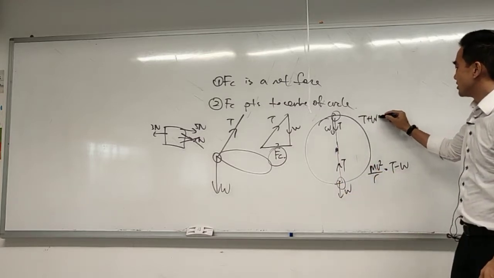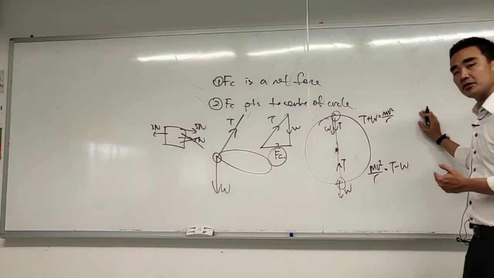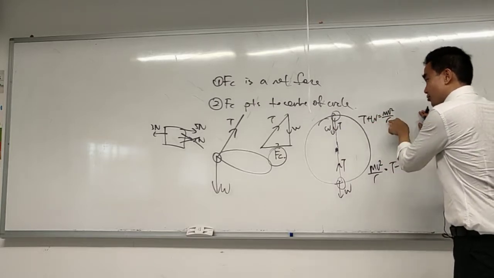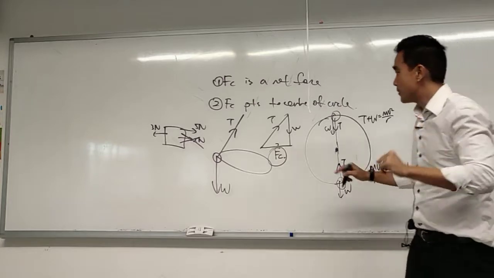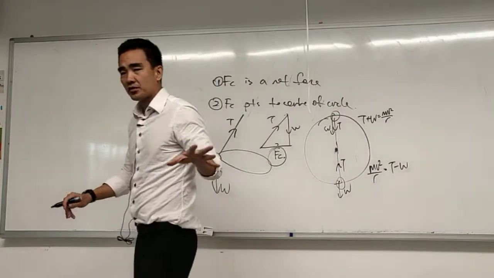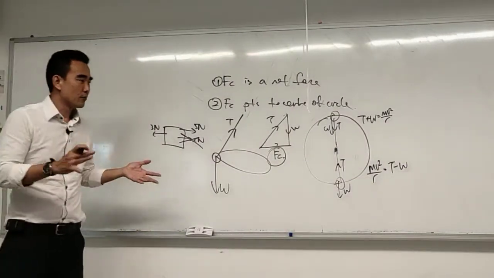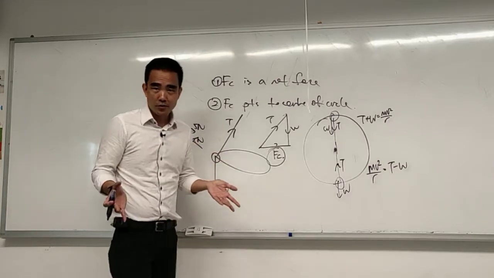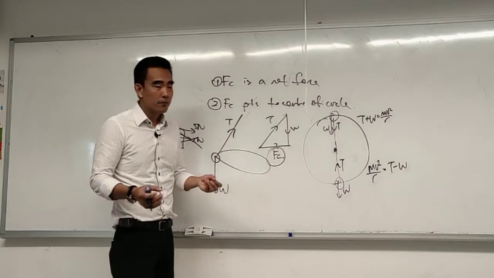T minus W equals mv squared upon r. Why do I write it this way? Because the net force is the centripetal force, and it points towards the center of the circle. So it is very important for you to remember this too. The rest of the equations are really just peripheral. You need to know the equations F equals m r omega squared, F equals mv squared upon r, and v equals r omega.